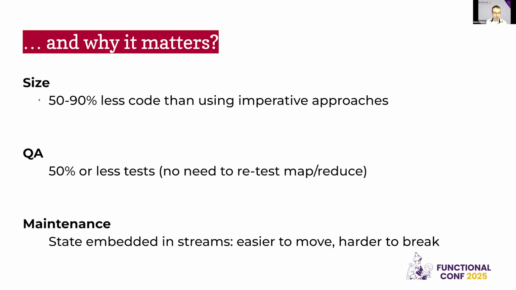Why is it important? Well, size, number one. In the JavaScript world, weight and size is really important, and having 50% less code is a reality, especially as applications grow. And QA, quality. There's actually so much less to test, because if you code everything as map, reduce steps, you don't test map, you don't test reduce. These are all concepts that are just ready for use.